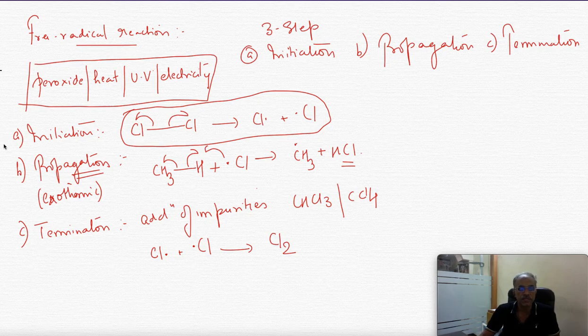So you saw initiation, propagation and termination. Termination has to be done only in the presence of some impurities. As you know, you have done this in class 10th, free radical reaction is basically an uncontrollable reaction.